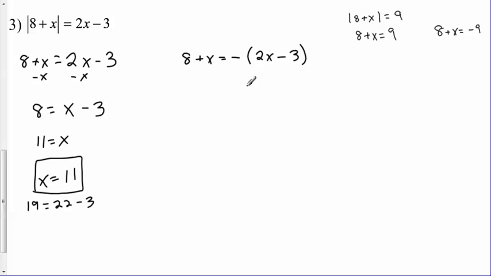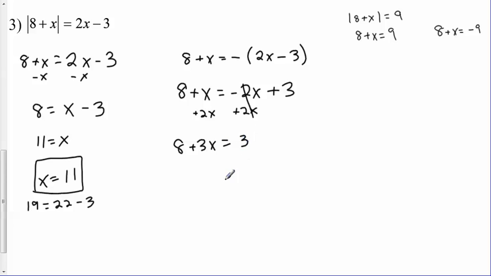And now we look at this one. Before I can solve, I have to simplify that right side by distributing the negative. So I'm going to get negative 2x plus 3. I would add 2x to get over to the left side. So I get 8 plus 3x equals 3. I would subtract 8, and I get 3x equals negative 5. So x equals negative 5/3. And that's what we get on the right side.